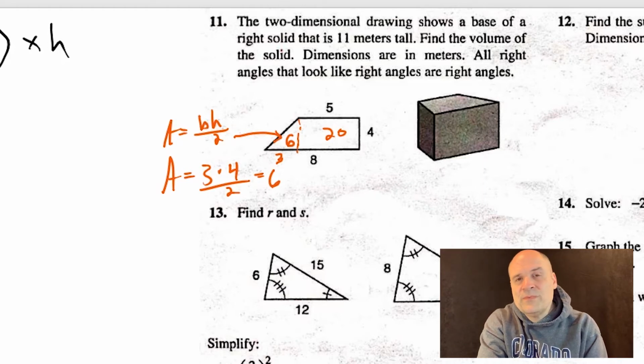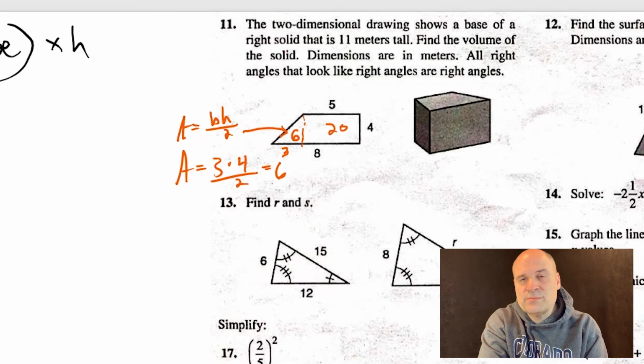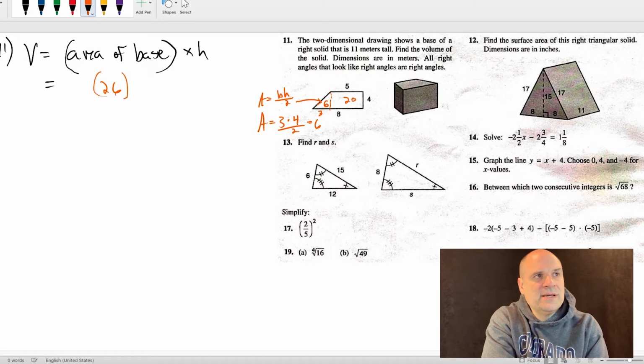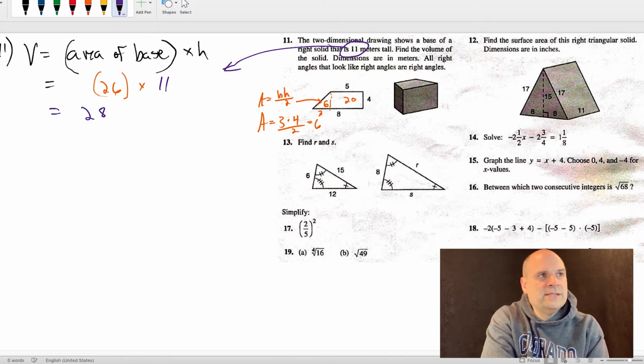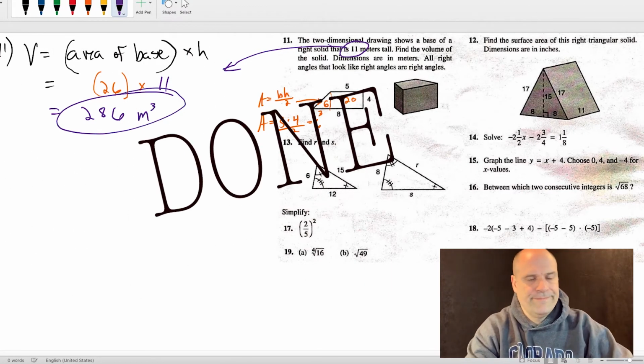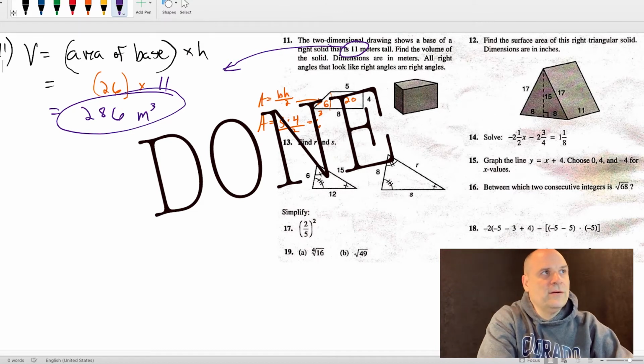So what's the area of the base? Well, 6 plus another 20 is 26 square units. So this is going to be 26 times the height. Well, what's the height? 11. It's 11 meters tall. All right. So that's going to be 286 cubic. Remember, volume is cubic meters. Boom. Okay, number 12. Moving right along.